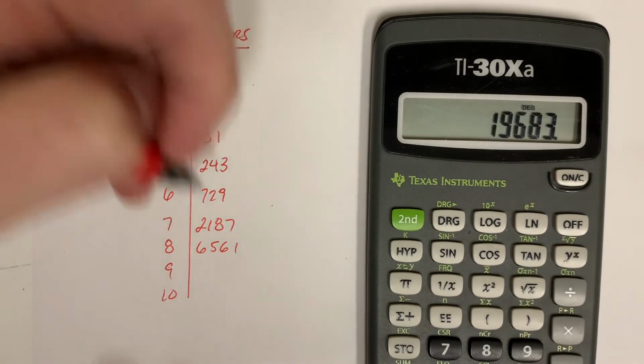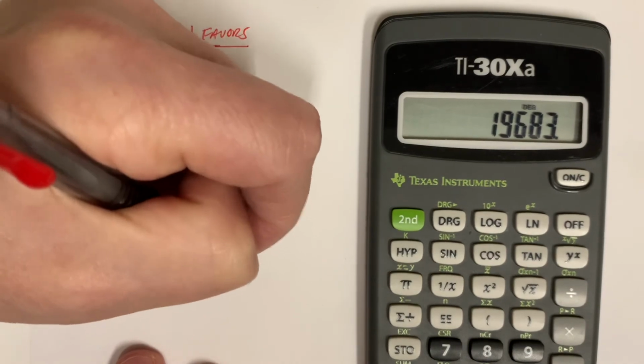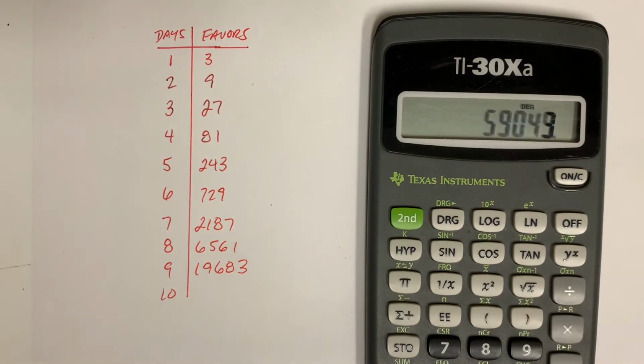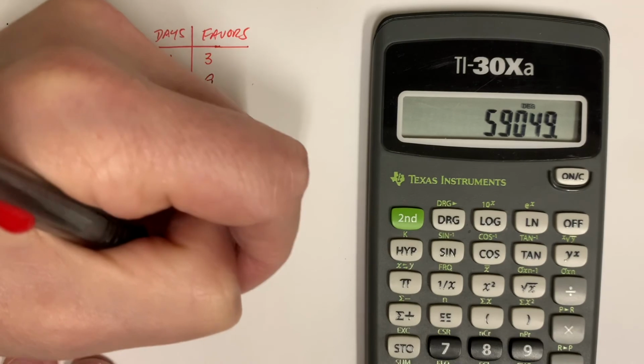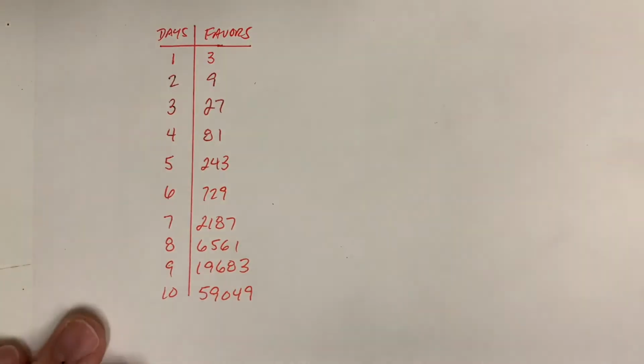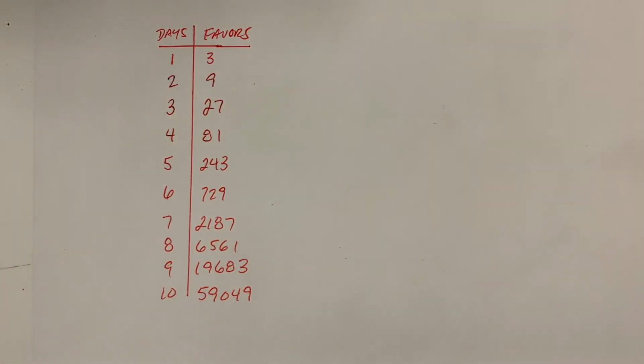Times 3, 19683. One more time. Times 3, 59049. And that is how you create an exponential function.